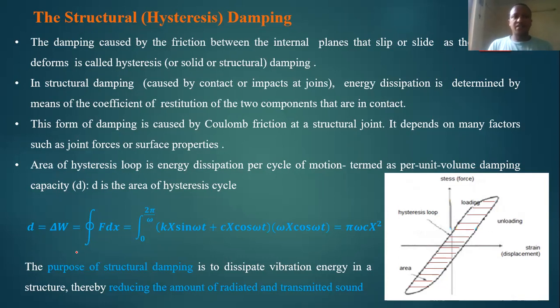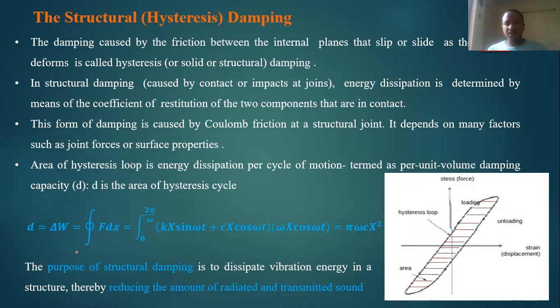Okay. So structural damping is caused by contact or impact at joints. In the case of this structural damping, we consider it is caused by contact or impact at the joints. Energy dissipated is determined by means of the coefficient of restitution of the two components that are in contact. This form of damping is caused by Coulomb friction at structural joints. It depends on many factors such as joint forces or surface properties.